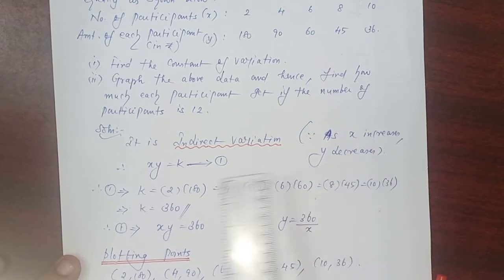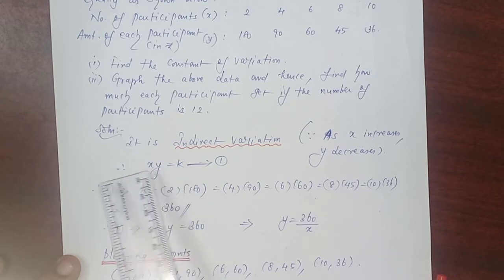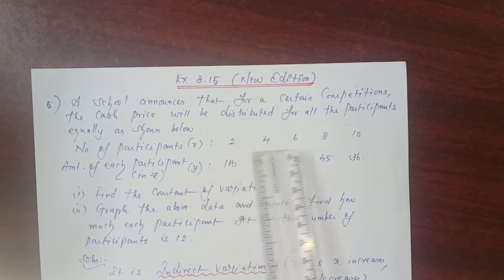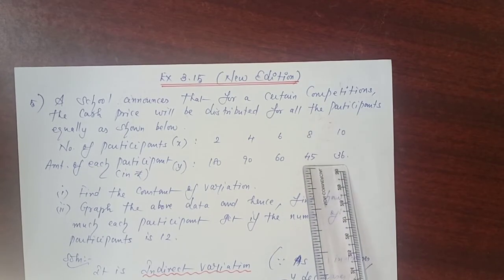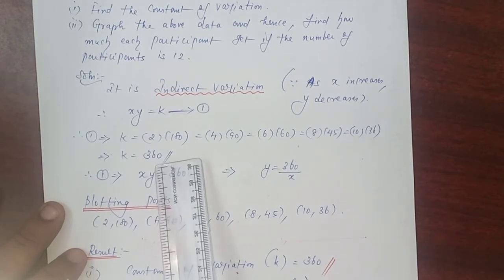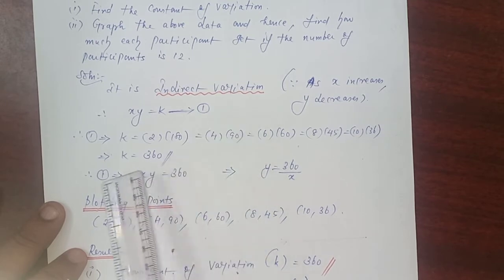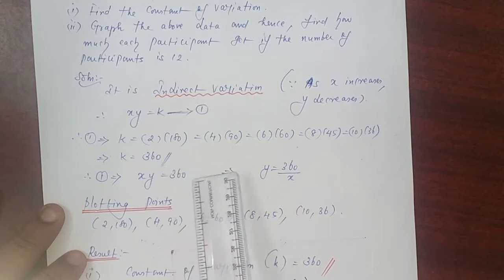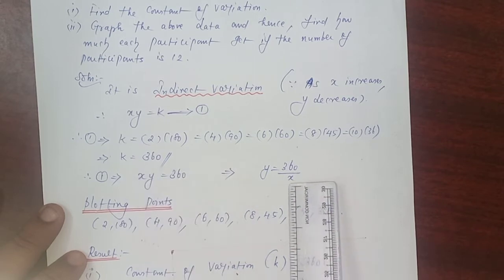For indirect variation, the formula is XY equals K. You have to find the value of K, which is the product of X and Y. That is 2 into 180, that is 360; 4 into 90, 360; 6 into 60, 360; 8 into 45, 360; 10 into 36, also 360. What is the value of K? 360. That is the constant of variation. Now, in equation number 1, we have xy on the left hand side, and the K value can be replaced by 360. From that, you find y equals 360 divided by x.